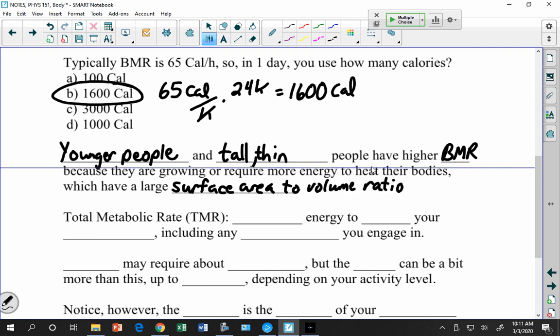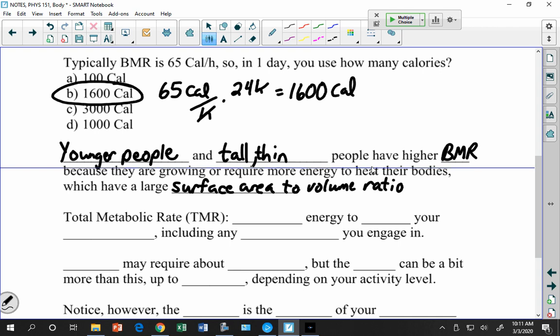Now, normal people have a pretty small surface area to volume ratio. But if you're really tall and really thin, then you have not very much volume on the inside, but a lot of surface area on the outside. That person is going to lose a lot of heat, and so they're going to have a higher BMR just to keep their body warm. All right? So younger people and tall, thin people have a higher BMR.